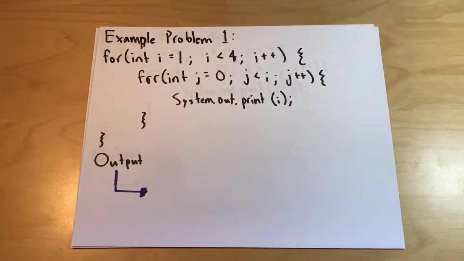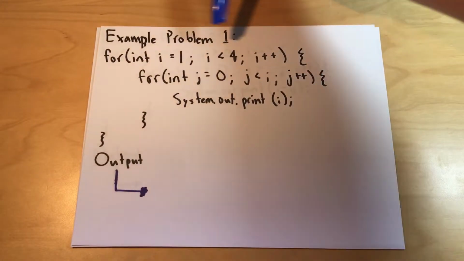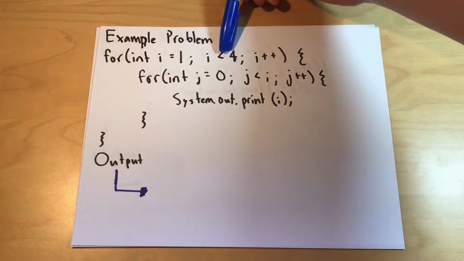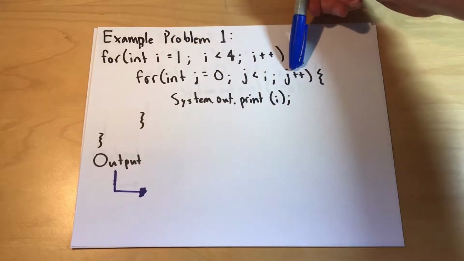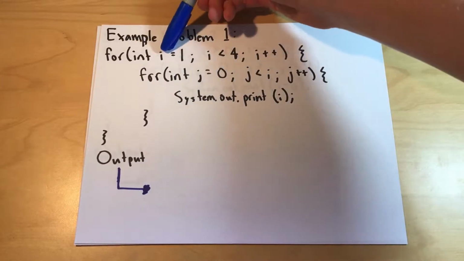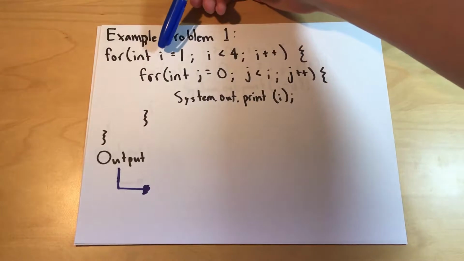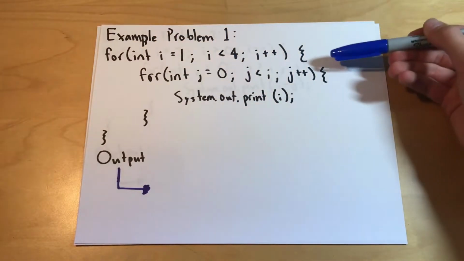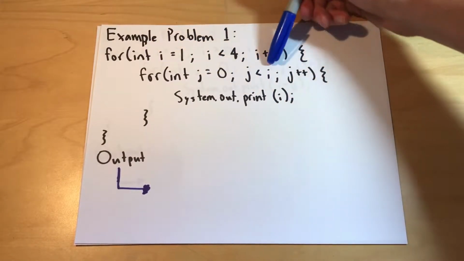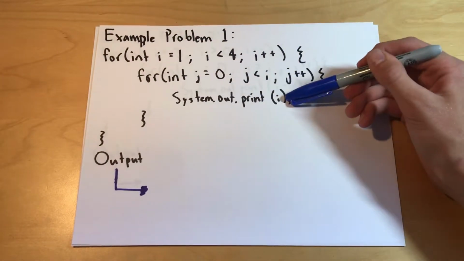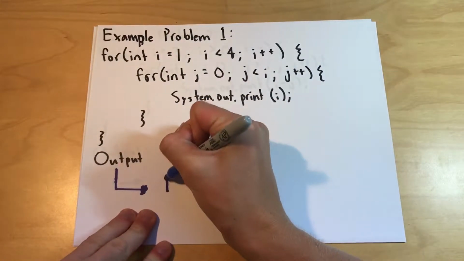All right, so let's look at this problem. First, we have a for loop starting at 1 that increments by 1 and goes up to 4. Within that for loop, we have one that starts at 0, increments by 1, but goes up to the first integer. So let's run through this. Let's say it starts at 1, it goes into this next for loop. So j starts at 0, 0 is less than 1, therefore we print out 1, the initial integer. So we print out 1.